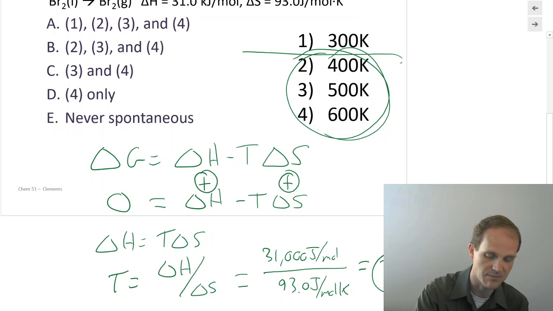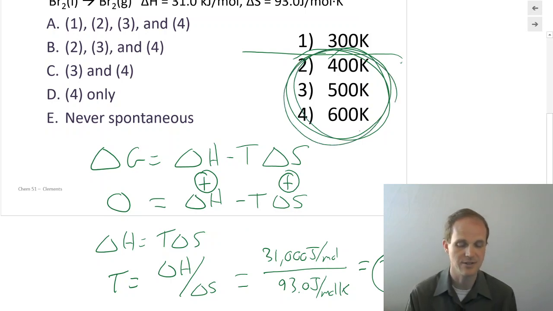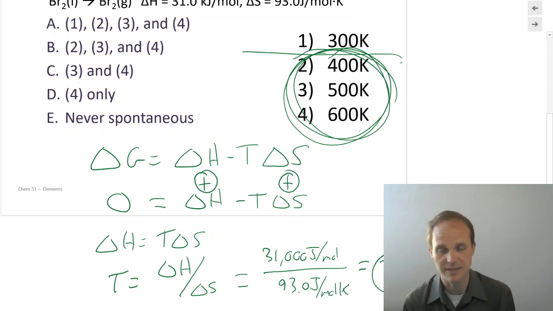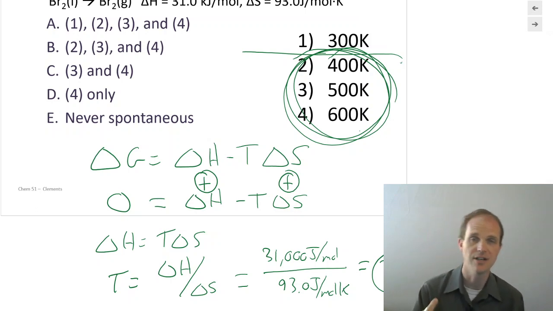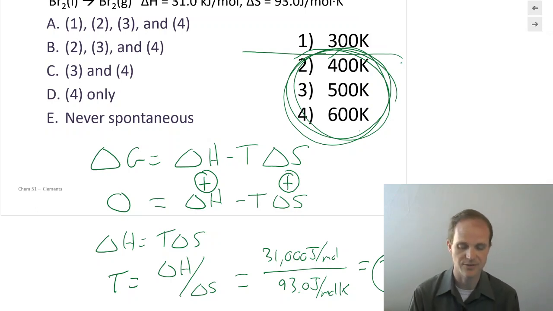And so that's how I can come up also with the 400, 500, 600. Again, you can just plug those in as well. You can plug in 400, plug in 500, plug in 600, and find that delta G is negative in all of those circumstances.